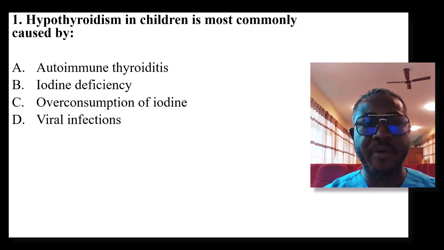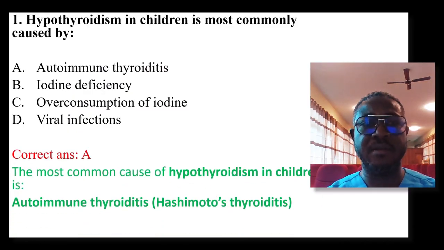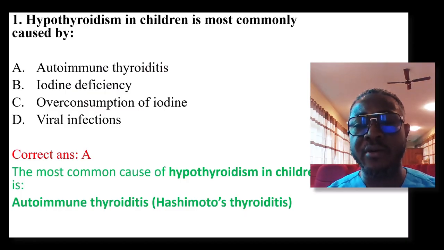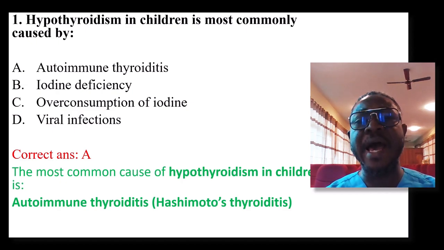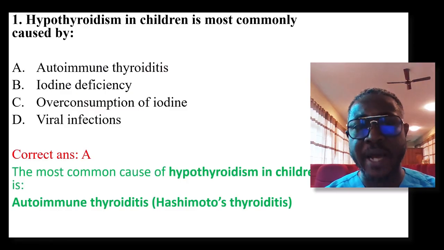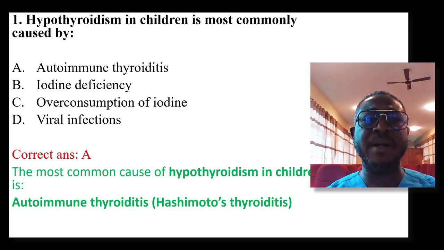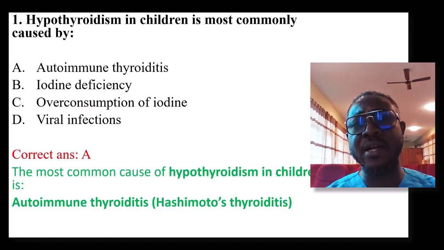Now let's look at the correct answer here, which is A. Autoimmune thyroiditis, which is also known as what? The Hashimoto thyroiditis. Now, hypothyroidism: we can have congenital hypothyroidism, hypothyroidism in children, and then also hypothyroidism in adults. When we talk about hypothyroidism in children, the main cause is what? Hashimoto disease or autoimmune thyroiditis. Yes, iodine deficiency can cause it, but in children, the most common is what? Hashimoto disease.